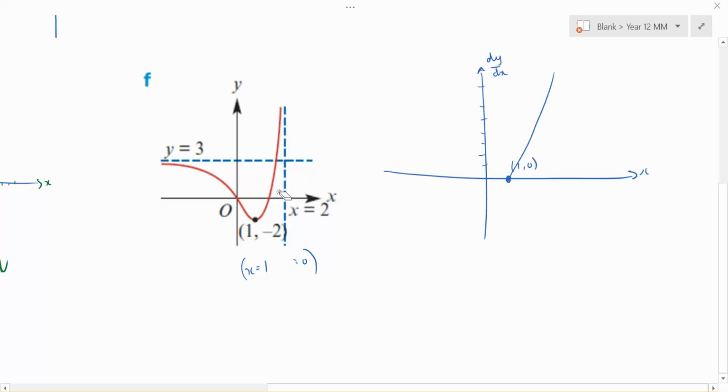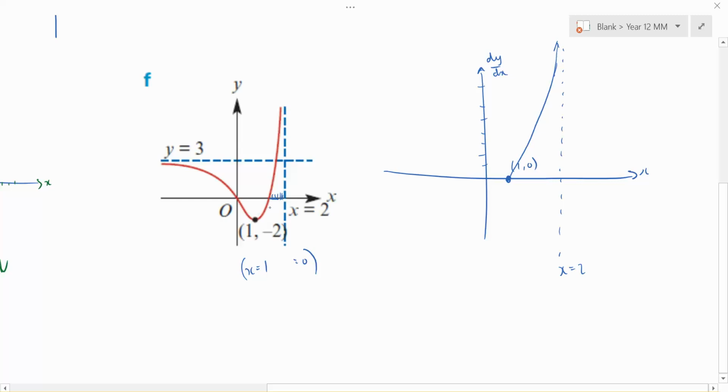There's an asymptote, a vertical asymptote here. So that means the graph will never pass x equals 2. The gradient will infinitely get larger, but the x-coordinates can never reach x equals 2. Okay, so that's why I've got a vertical asymptote here too.